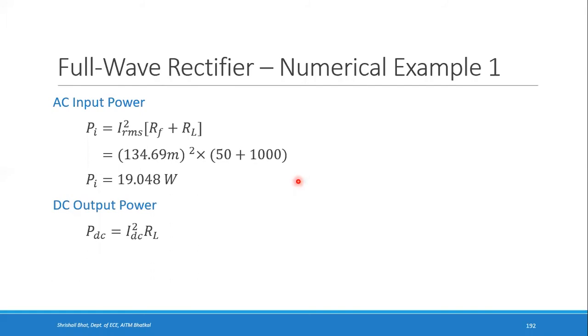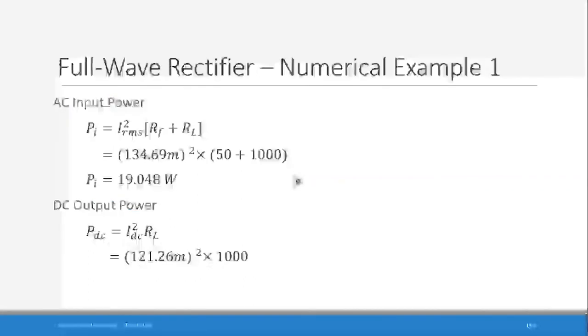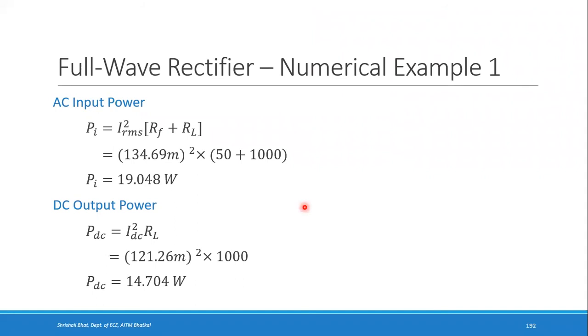Then to find the output power, you use IDC square into RL. IDC you have obtained as 121.26 milliamps. So square it, multiply by 1K, that is 1000. 14.7. Yeah, exactly. 14.704 watts. This is the output power.